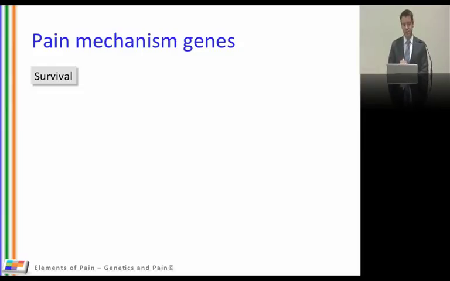So now let's start looking at the difference between mechanistic genes and susceptibility genes. Pain mechanistic genes are exactly what it says. They are genes that are vital to the mechanism of pain, to feel pain. Now, this is vital for survival. So if you've got a problem with your pain mechanistic gene, you've got a problem with actually feeling pain, you're going to have a problem living and surviving.